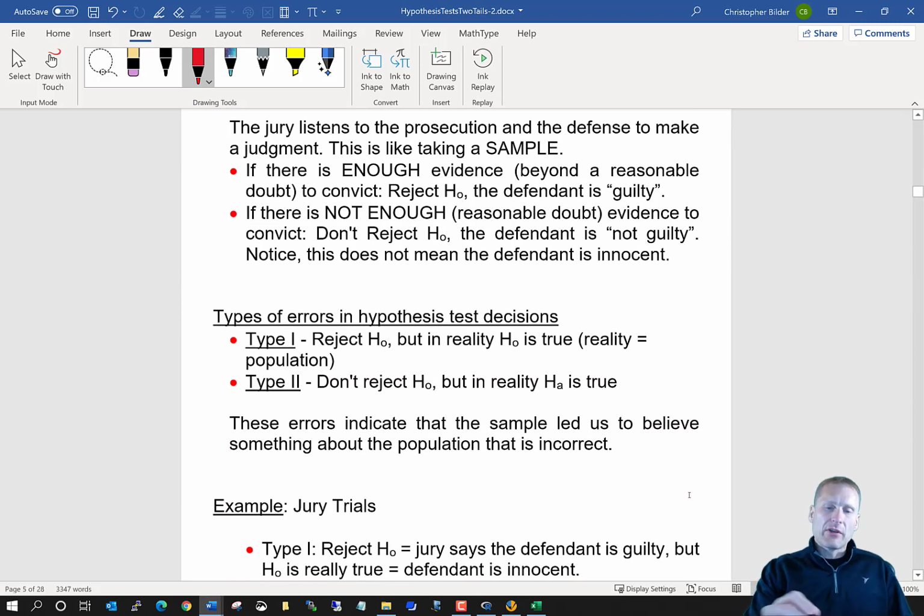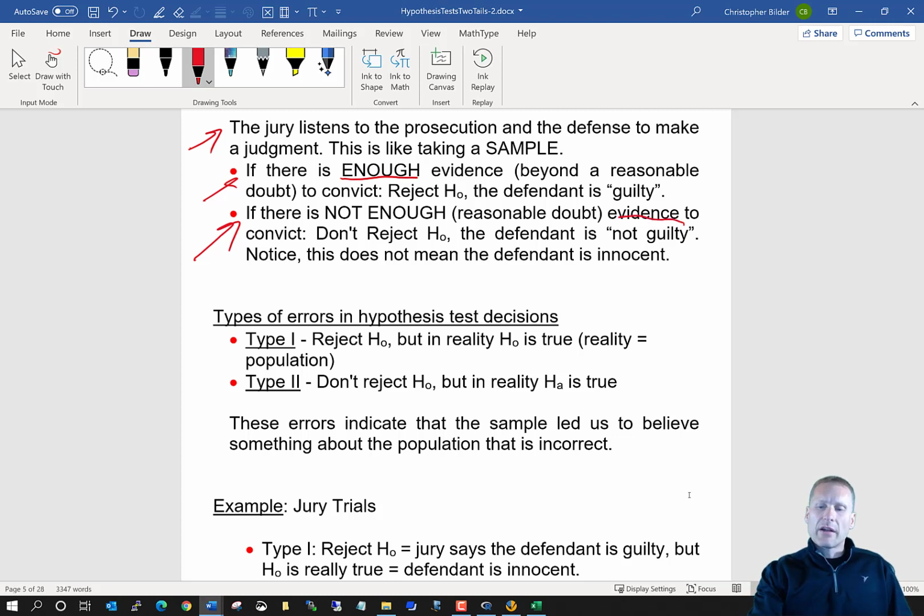And so what happens in a jury trial is that the jury listens to the prosecution and the defense to make a judgment. This is just like taking a sample from the population. Now, if there is enough evidence beyond a reasonable doubt to convict, then we would say reject H0, meaning the defendant is guilty. If, though, there is not enough evidence, there is some reasonable doubt, so there's not enough evidence to convict, don't reject H0. The defendant is not guilty.